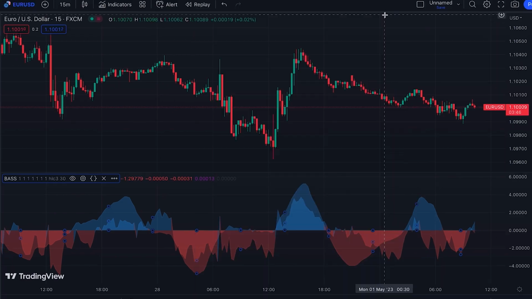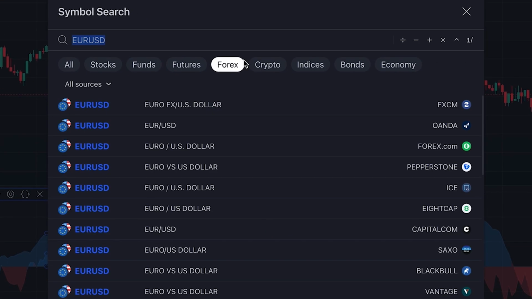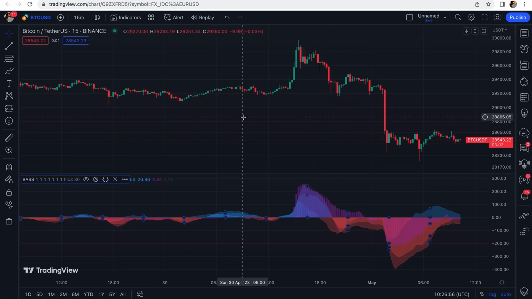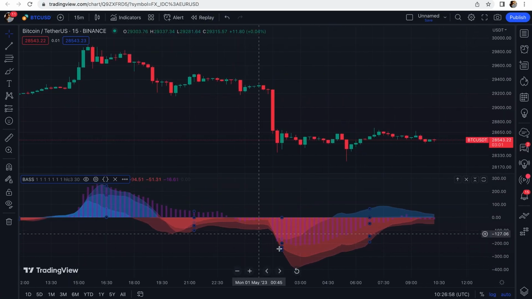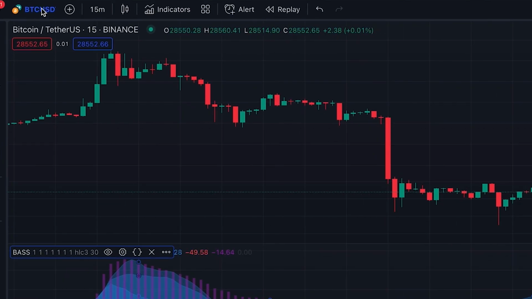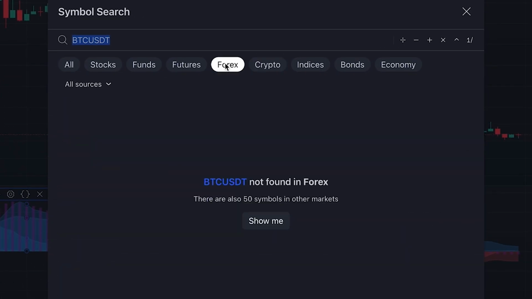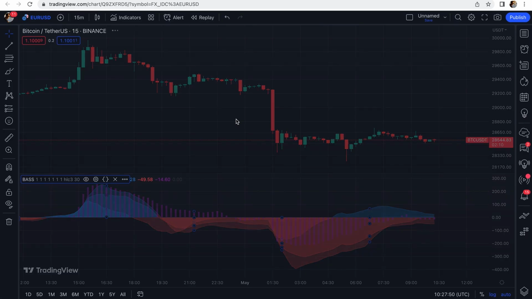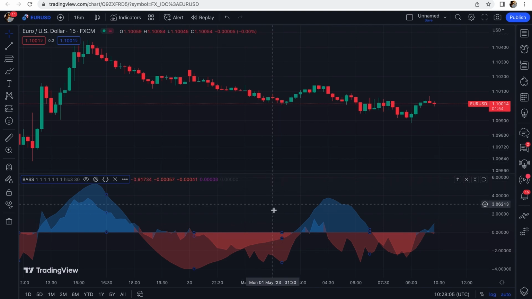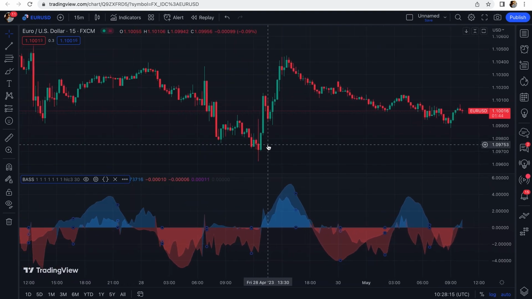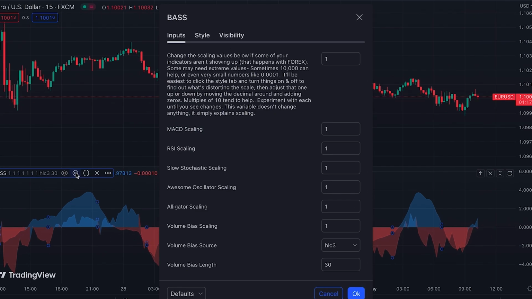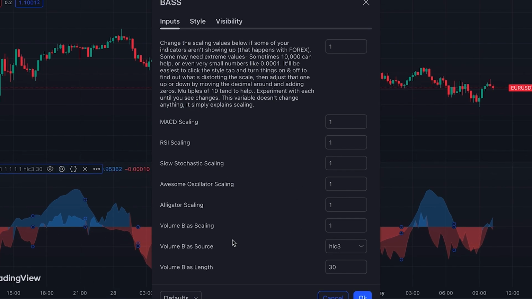For example, if I change the market to crypto market and, for example, BTC USDT, this one, you can see that all the oscillators are added for this asset. Let's continue with Forex market, so you learn how to adjust the scales so that the oscillators will be shown in this indicator. Alright, as I said, we already have RSI and MACD here, and we just need to adjust the scale of the other ones. Let's begin with the volume.